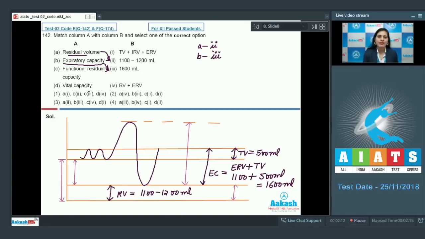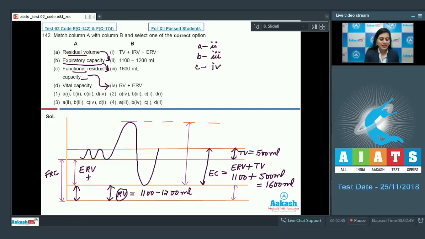The next option given in column A is functional residual capacity, and this functional residual capacity is equivalent to expiratory reserve volume and residual volume. So this represents functional residual capacity, which is equivalent to what? Expiratory reserve volume plus residual volume. So C in column A goes with the fourth option in column B.